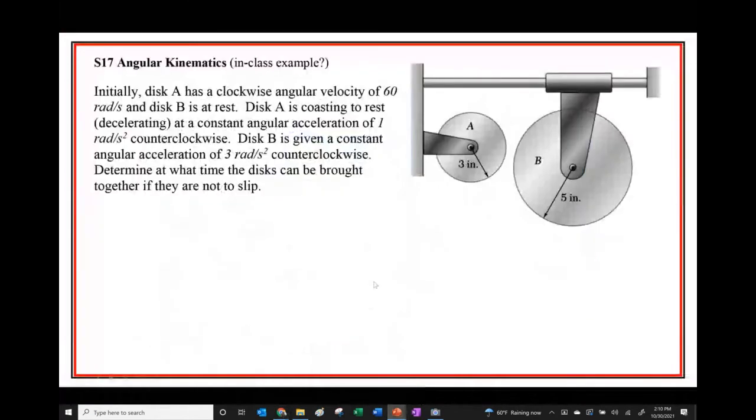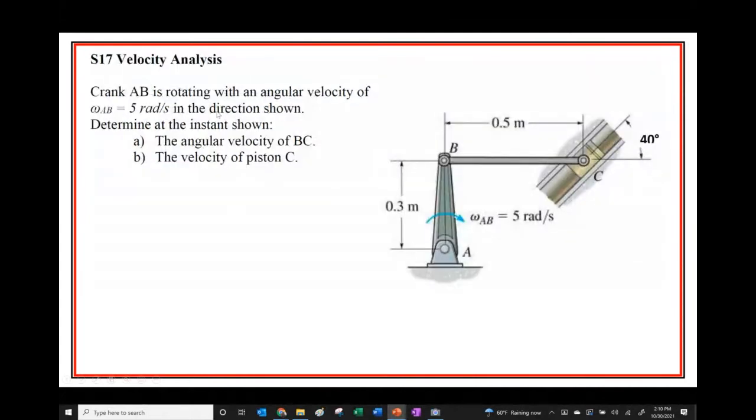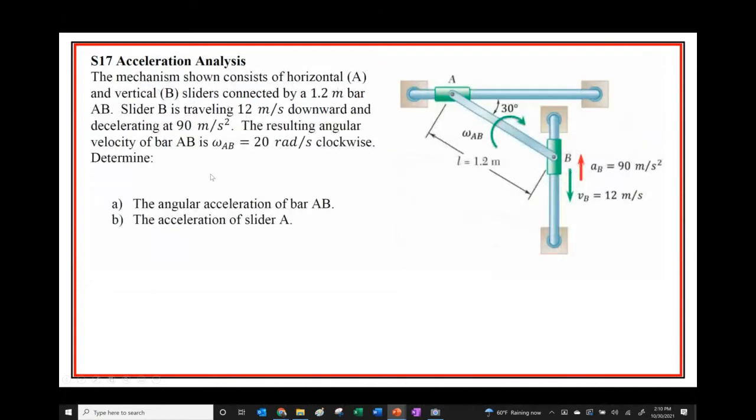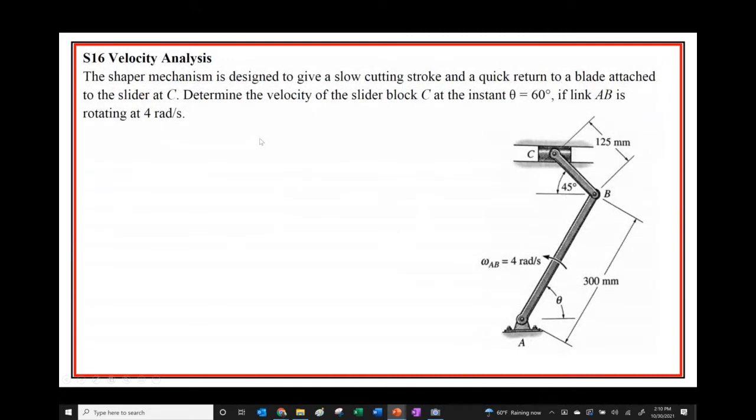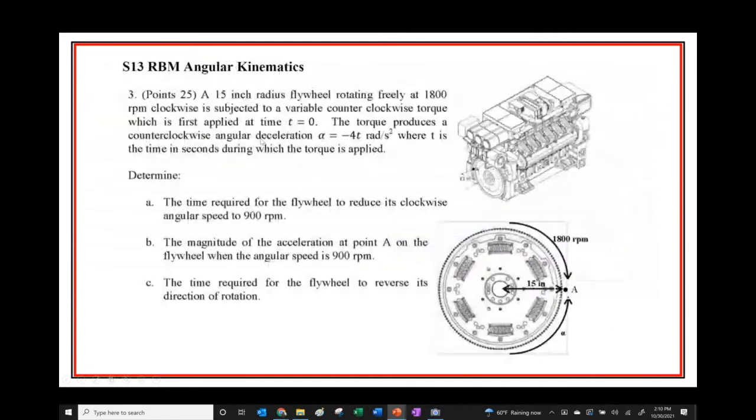And for different problems, you can see that these are arranged with old exam problems from September 2017. So this is an angular kinematics problem. Here's a velocity analysis problem. I got an acceleration analysis problem. Another angular kinematics, another velocity analysis, acceleration analysis.